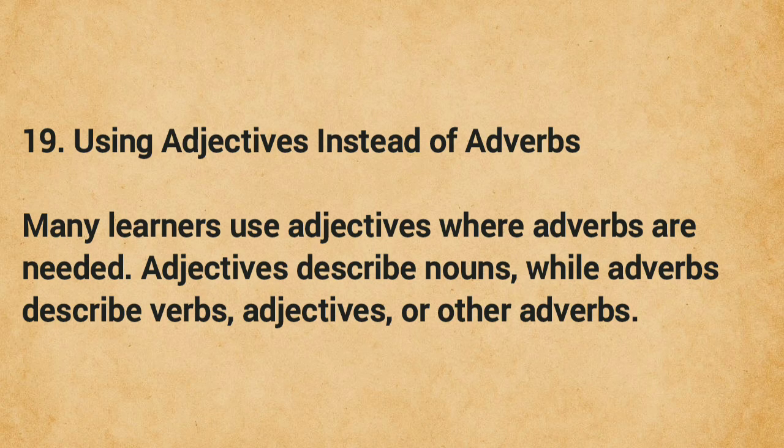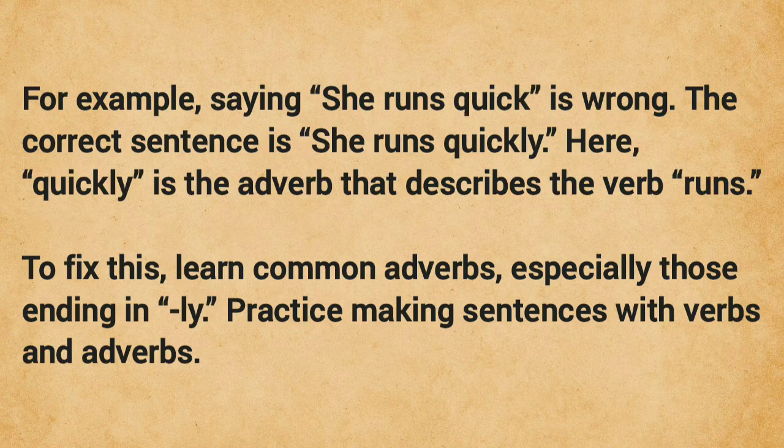19. Using adjectives instead of adverbs. Many learners use adjectives where adverbs are needed. Adjectives describe nouns, while adverbs describe verbs, adjectives, or other adverbs. For example, saying "she runs quick" is wrong. The correct sentence is "she runs quickly." Here, quickly is the adverb that describes the verb runs. To fix this, learn common adverbs, especially those ending in ly. Practice making sentences with verbs and adverbs.